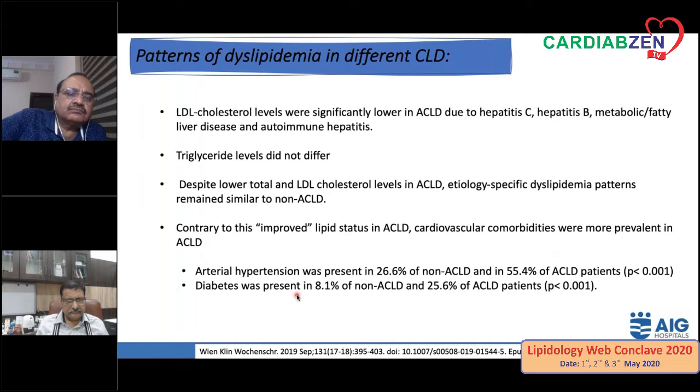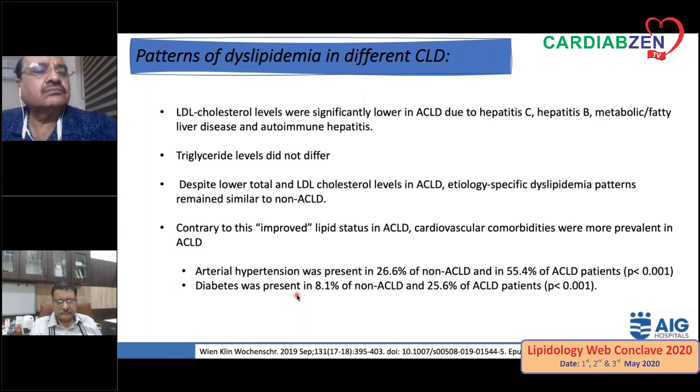What we get to know is that the LDL cholesterol levels are lower when the cirrhosis sets in, but possibly because there is no matrix inside the liver. The triglyceride level did not differ. That was very surprising in the liver tissue. Despite a lower total and LDL cholesterol, we cannot say that an etiology-specific dyslipidemia pattern occurs when cirrhosis sets in.